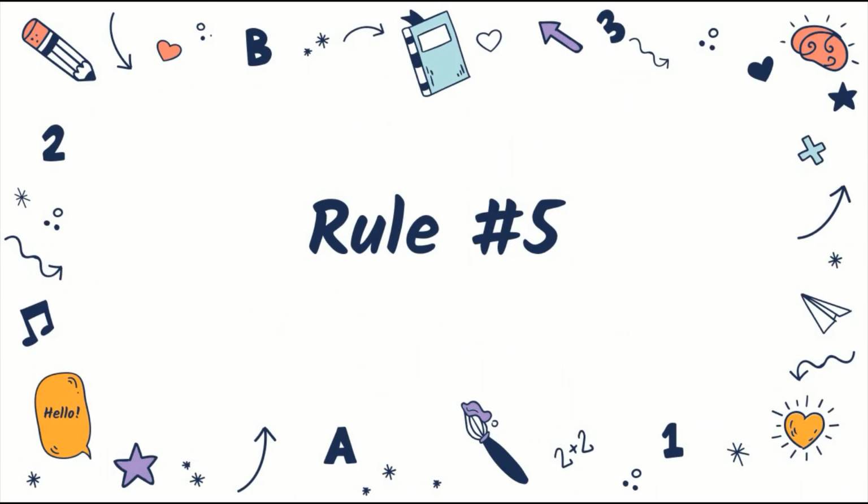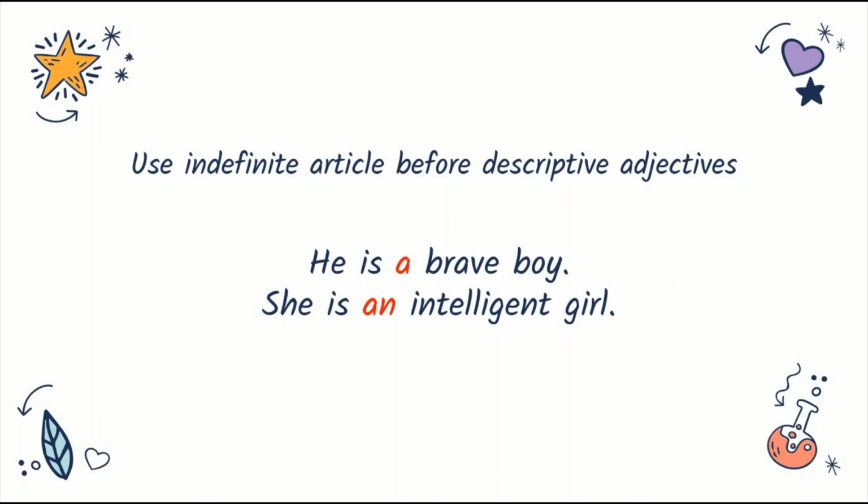Let's look at the last rule. We use indefinite articles before descriptive adjectives too. A brave boy, an intelligent girl, a proud peacock, an independent nation.